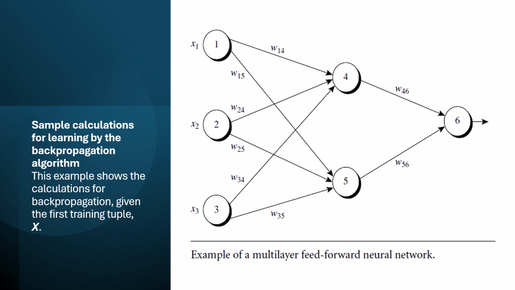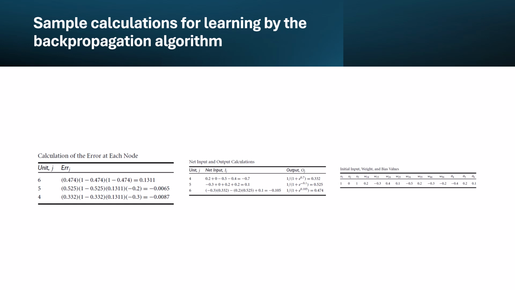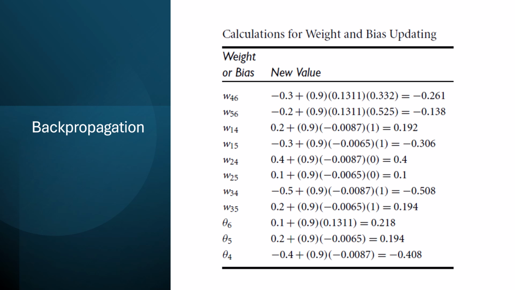Sample calculation for learning by the backpropagation algorithm. The example shows the calculation for the backpropagation given the first training tuple X. Sample calculations are given on the screen. Calculation of the error at each node is shown in the first table. Net input and output calculations are given in the second table. Initial input, weight and bias values are shown in the third table. The calculation for weight and bias updates is shown on the screen.